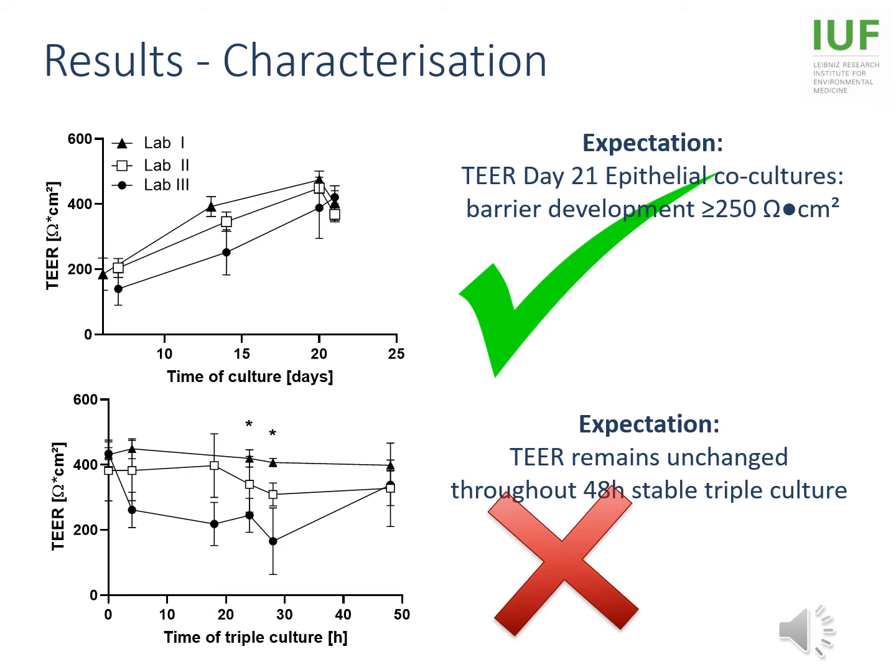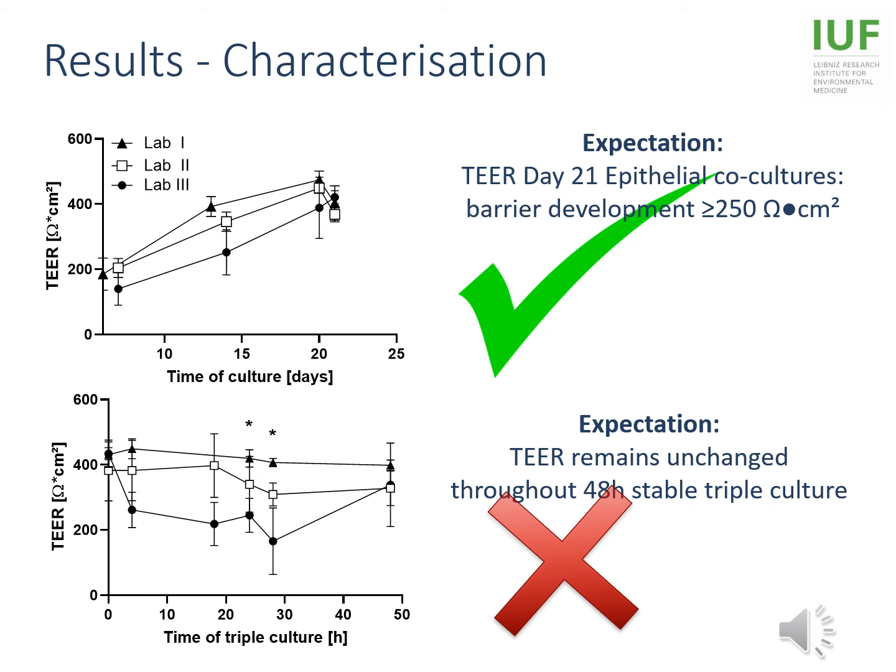I will start with 2 endpoints that help us characterize the quality of the cultures. First, we compared the barrier formation of the epithelial transwell cultures, shown in the top graph. Even though there is some variation between the labs, we see that the TEER values at day 21 are pretty identical. More importantly, all labs obtained epithelial barriers with a barrier integrity above the critical value of 250 ohm per square centimeter. The second model characterization endpoint was the barrier integrity over 48-hour triple culture with THP-1 cells, which is summarized in the bottom graph.